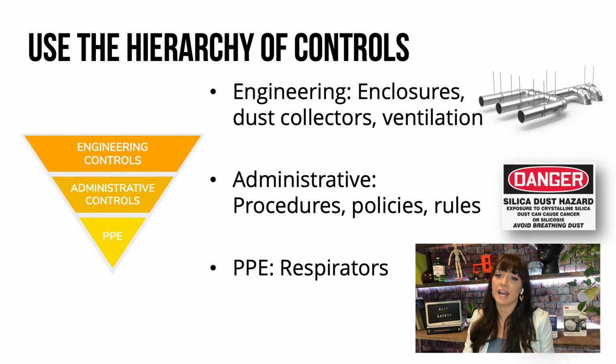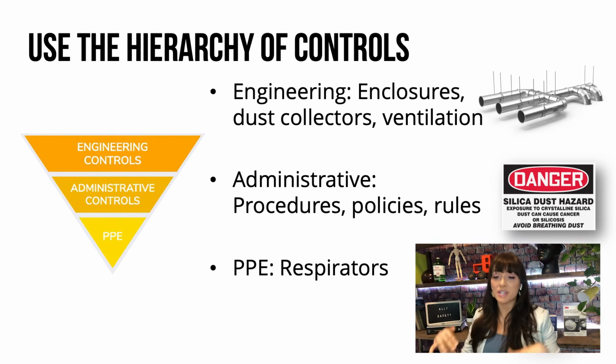And then you want to use the hierarchy of controls. So remember, those engineering controls are on the top. Those are the most effective. And if you are a supervisor, a business owner, or something like that, they're the easiest as well because they can work all the time. So things like enclosures, if you've got a fully enclosed saw system, that's great. Dust collectors, ventilation, all of those are reliable systems.